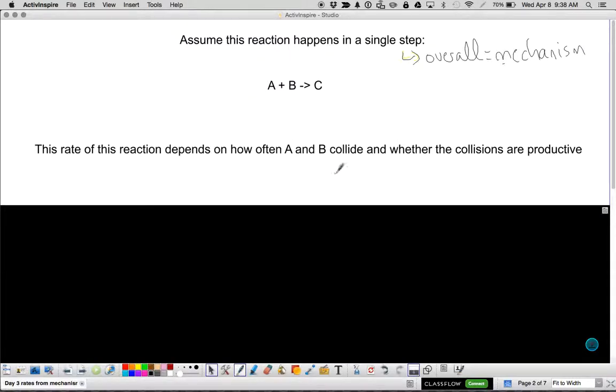Okay, so how do we affect these? Well, let's start here, whether the collisions are productive or not. How can we increase the number of productive collisions? Hopefully what pops into mind right away is temperature. Okay, if we give more energy, there should be more productive collisions. Okay, now how often A and B collide? Well, we could increase the numbers of A and B, which, if we're saying increase the number in a given area, this would be increased concentration.